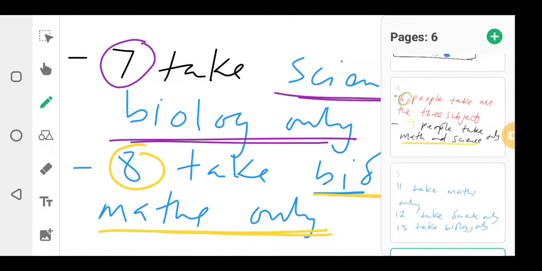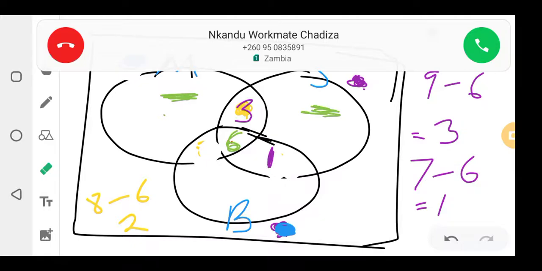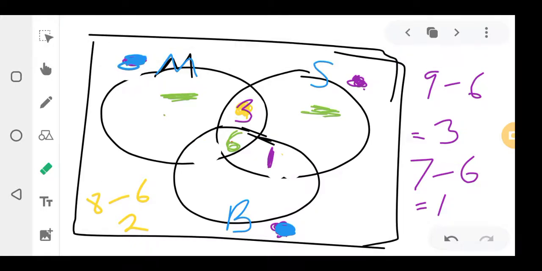So I go there, I put 8. I mean, I go there, I don't put 8, I subtract from 6. So here, I don't put 8. What do I do? 8 minus 6, which will give me 2. Okay? That's the one that I'll put here, which will give me 2. So it means, what am I going to do?